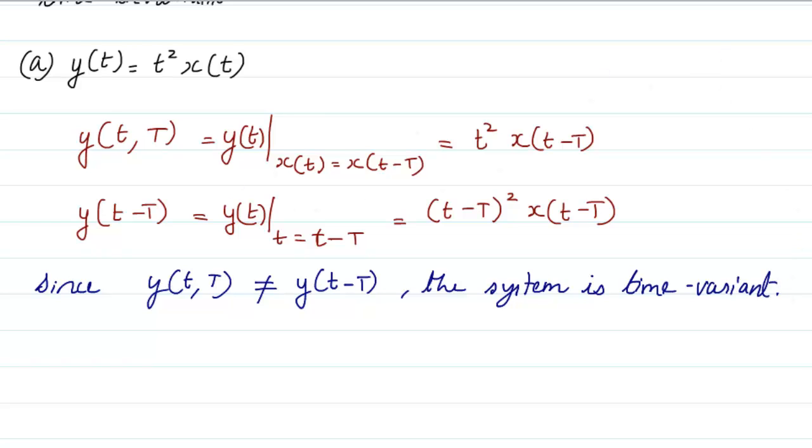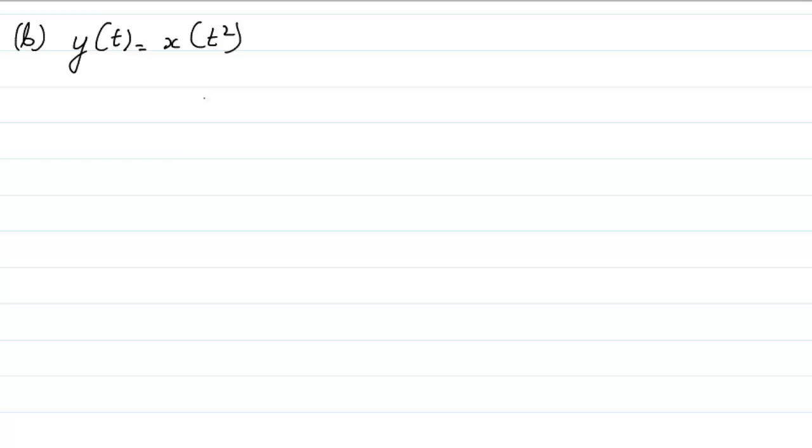Let us look at another. Y of t is equal to x of t square. Now we know that y of t is basically the transform when we give as the input x of t, and we know that its output is x of t square.